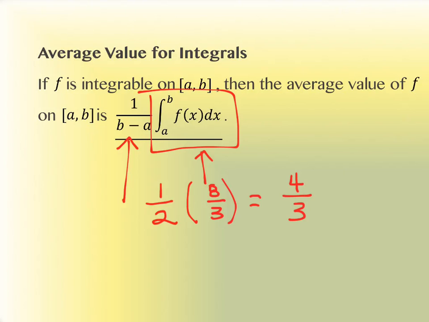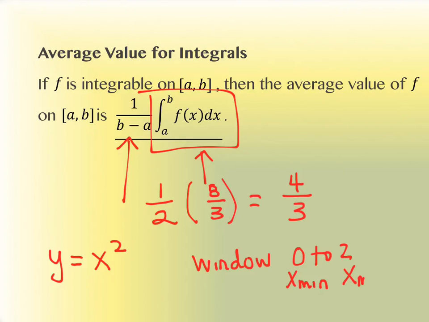Grab your calculator for a moment, because I want you to see that this makes sense from a visual point of view. Put in the original equation that we had just a moment ago, which was y equals x squared. I really want your window just to go from 0 to 2 for the x min and the x max. Graph it. So this is y1. y2, we're going to let be this value that we just found, 4/3. Okay?